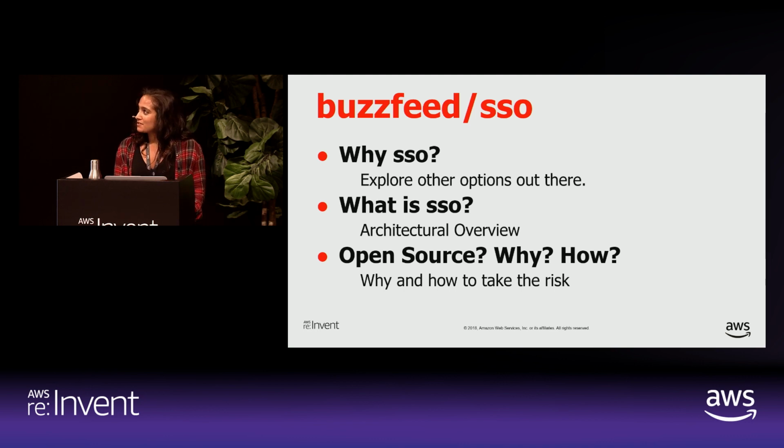So this is a little bit of an overview of what I'll be going through in this talk. I'm going to start off with some background into BuzzFeed's tech org and infrastructure, and go over why we felt it was necessary to build our own solution to securing microservices. Then I'll go into detail on what SSO looks like. And lastly, I'll talk about our experiences open sourcing SSO and discuss why and how we went about doing that.